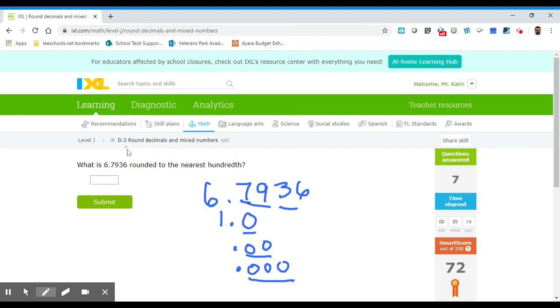So rounded to the nearest hundredth, we look at the hundredth place. This is 9. Then we're going to look next door at the 3. Is it 5 or more? No, we don't raise the score. We're just going to keep it at 6.79. We're going to leave it alone. 6.79.